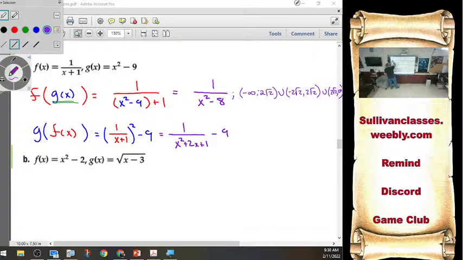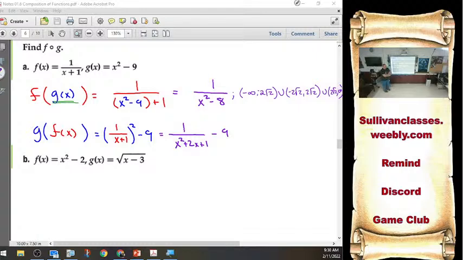Domain. Look at the after party. Who's not allowed? -1. That's the quantity x plus 1 squared. Go back to the input function. Was there anyone else not allowed? No. So that is the only thing that I have to exclude. -infinity to -1, can't touch us. Now. And -1 to infinity.